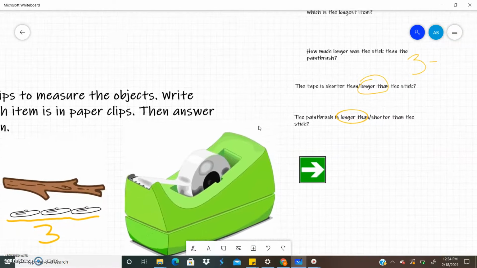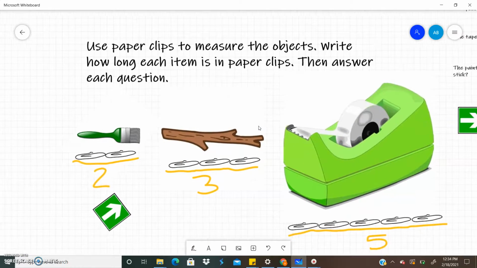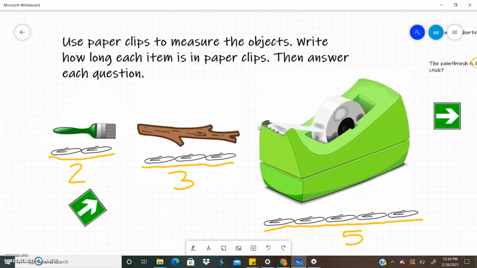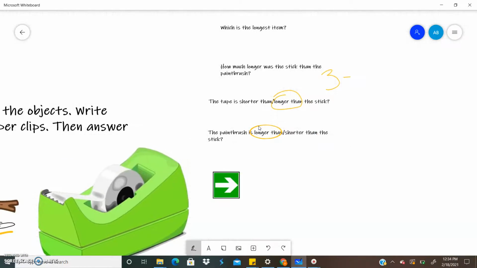So how much longer was the stick than the paintbrush? How long was the paintbrush? What are we going to take away from 3? Right, we're going to take away 2 from 3. What is 3 minus 2? If I have 3 M&Ms and then I eat 2, how many more do I have left? Okay, 3, 2, 1. I was using those touch dots to count down. You could also just do it on your fingers or just practice your math facts so that you're quick at it.